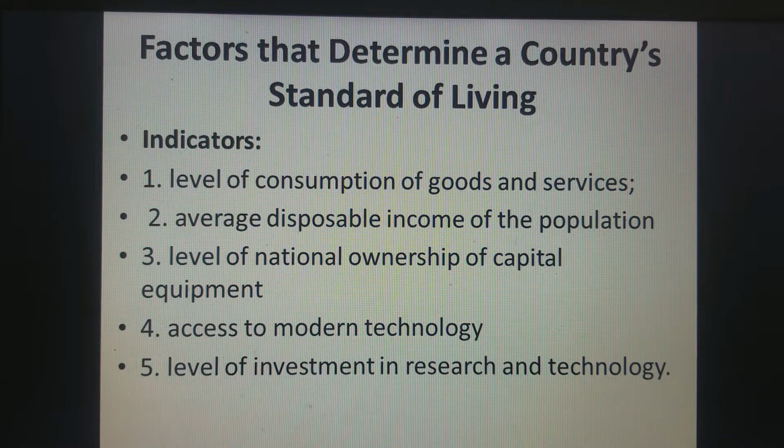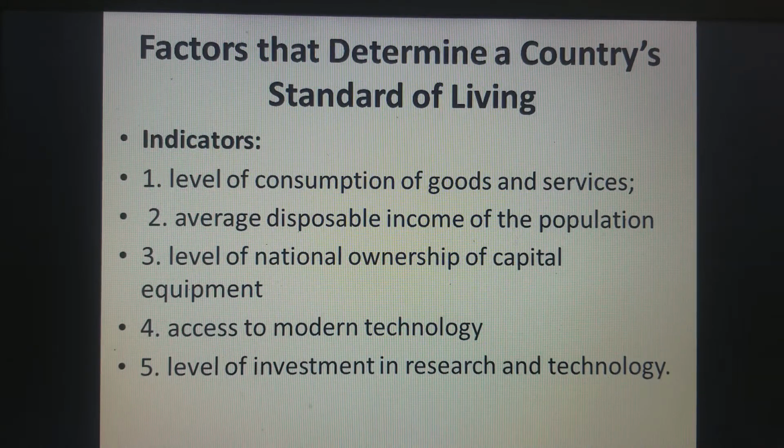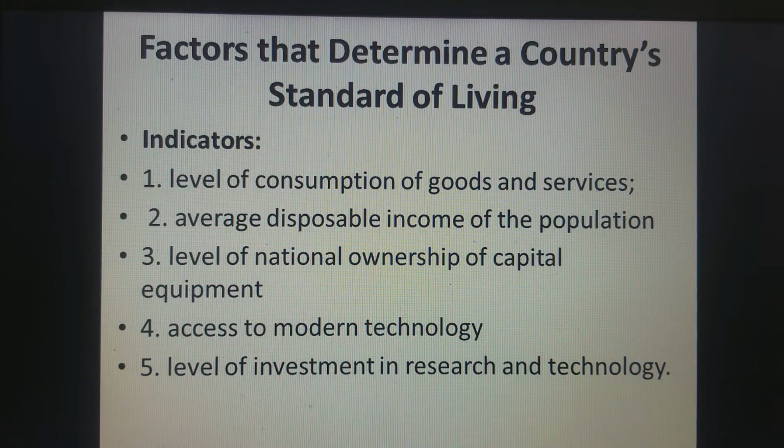Fourthly, access to modern technology. So we can determine an area, a community, or a country's standard of living by the people's access to modern technology. As well, the level of investment in research and technology. Now, this is very important because it is through investment in research and technology that new methodologies can come about in terms of production, new ways to produce goods. So new strategies and new products can be created. We may have new ways of doing things, and new strategies to manage the environment. So a host of spin-offs can come from investment into research and technology.